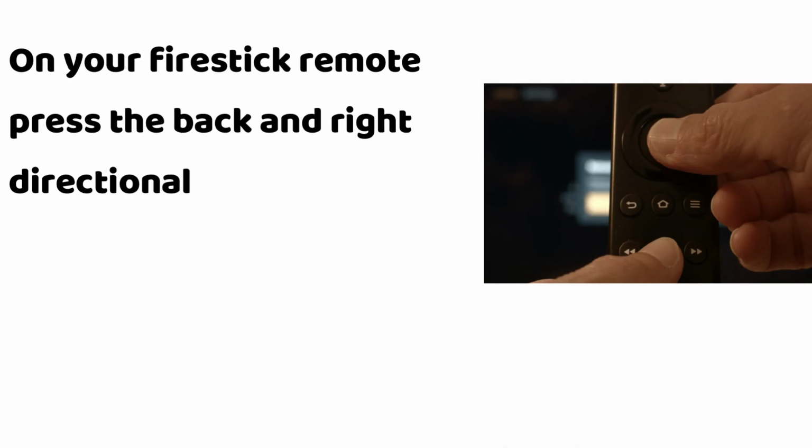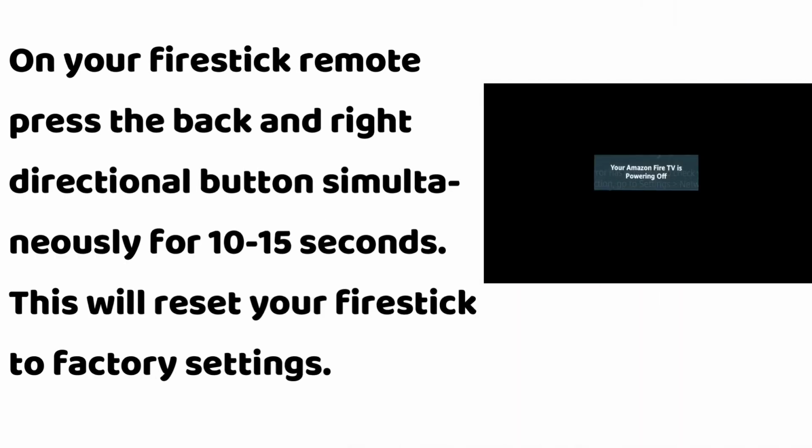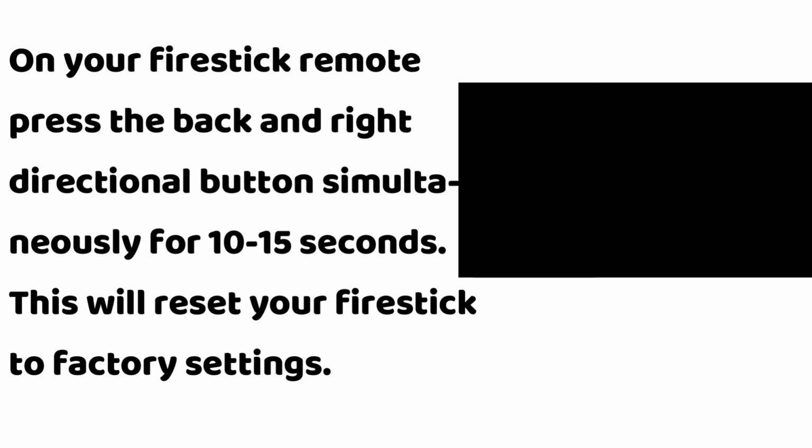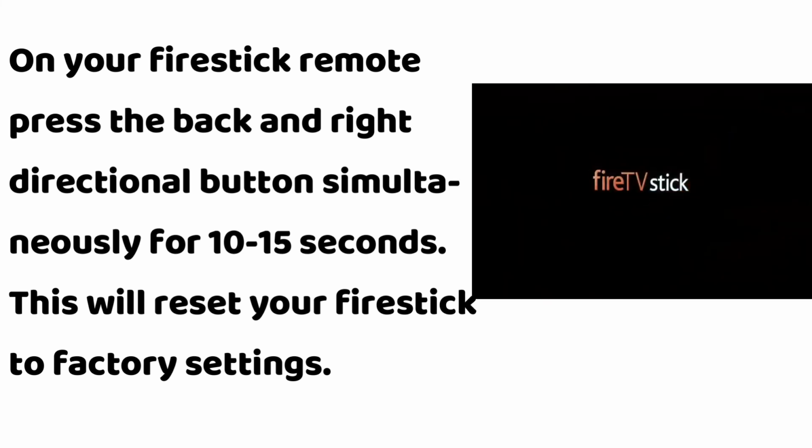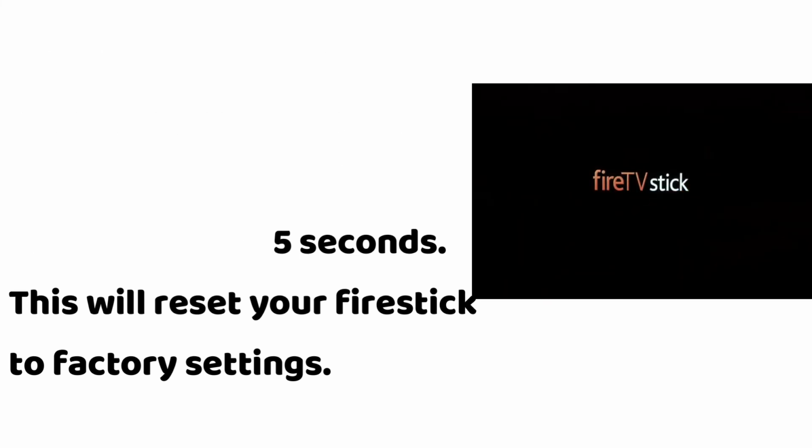Press the Back button and the right directional button on the Fire Stick remote. Hold them simultaneously for 10 to 15 seconds. Then you can release. If not, the Fire Stick is powering off. Let's now show you how to factory reset your Fire Stick to factory settings.